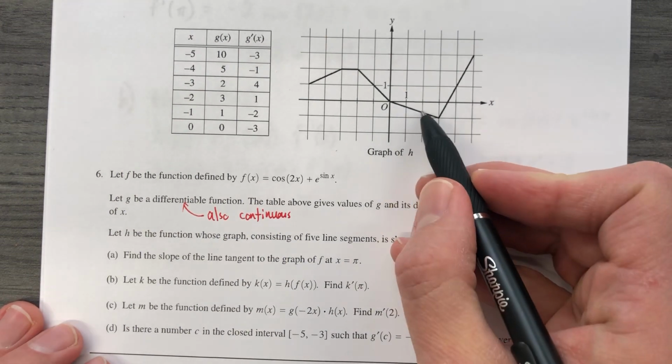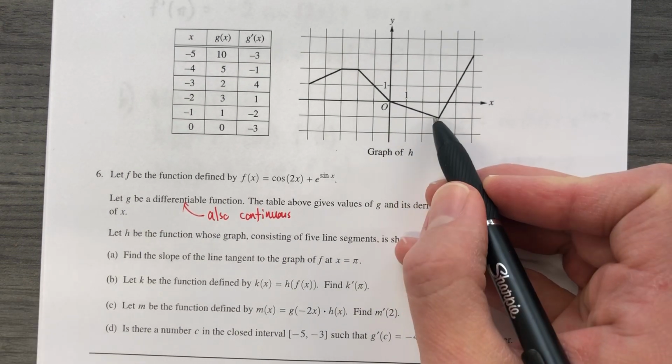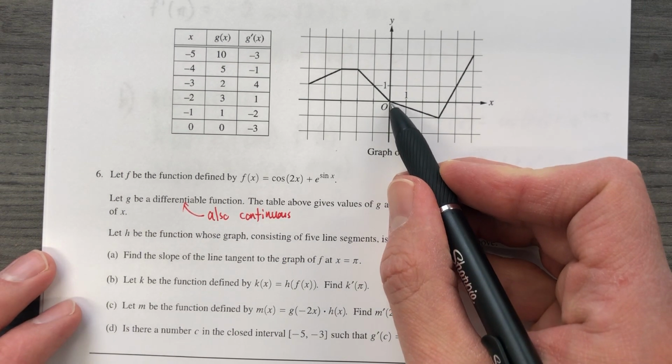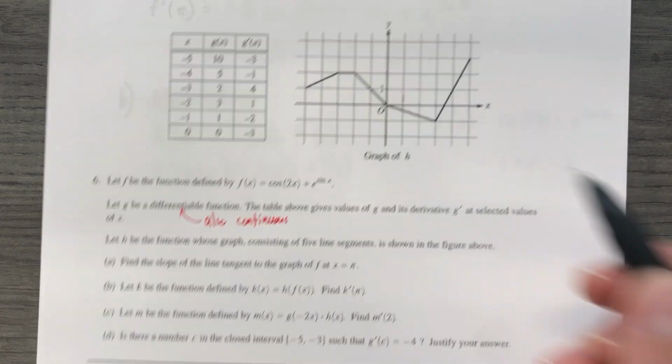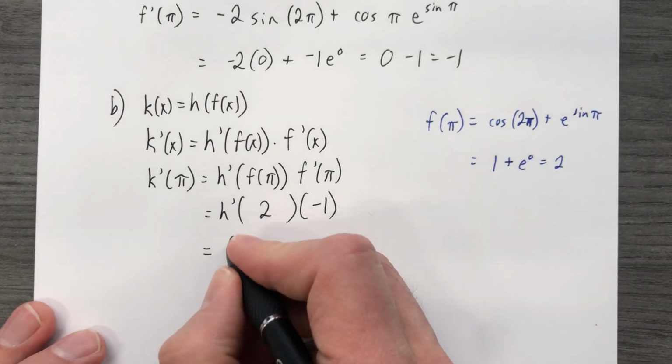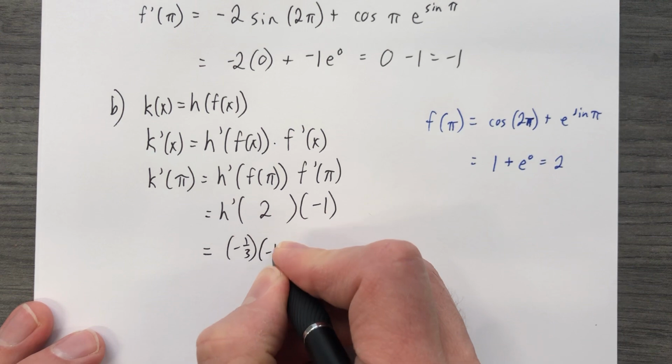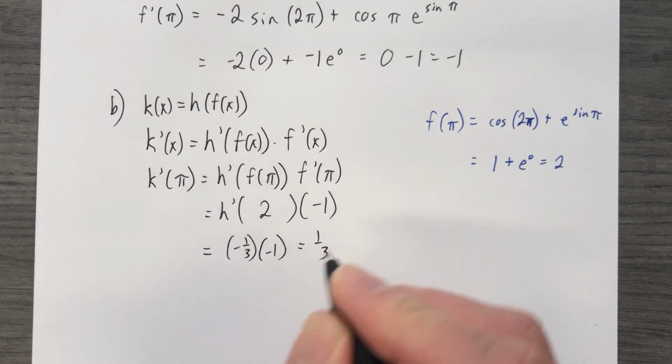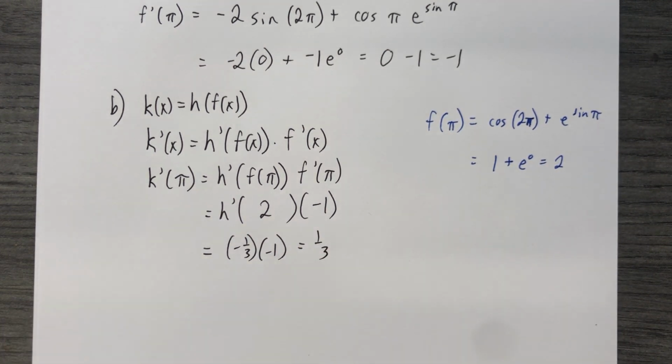And I need the slope at 2, and the slope at 2 is basically the slope of this line. That would be negative 1/3. Do your rise over run, negative 1/3. So I'm going to have negative 1/3 times negative 1. Do this in your head. You're going to get 1/3. There we go. I'm gonna pause right here.